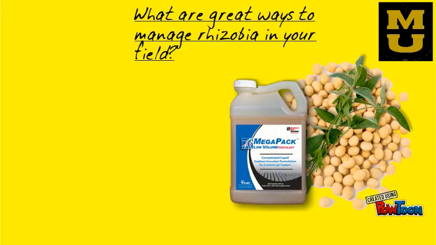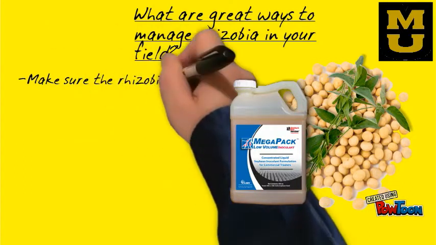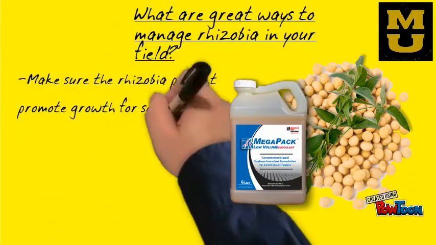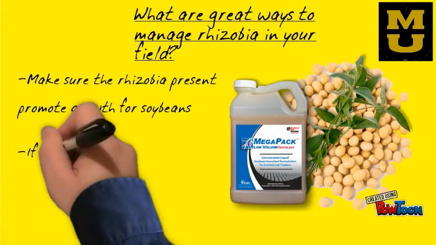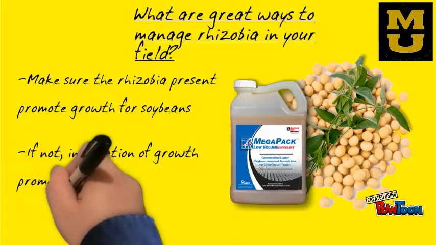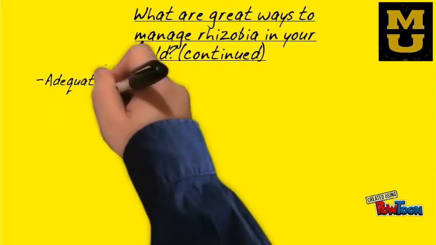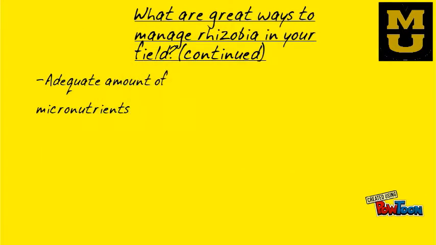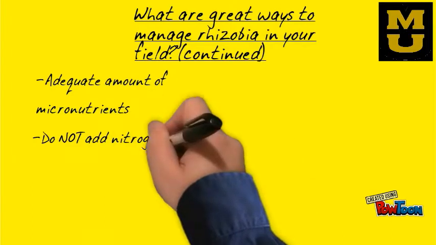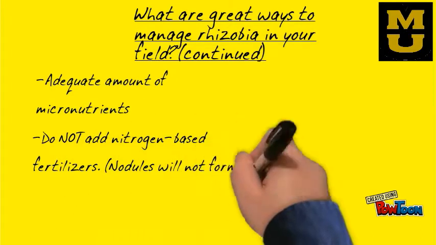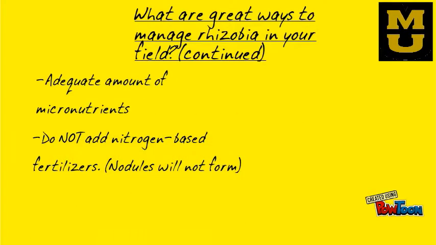What are great ways to manage rhizobia in your field? Make sure the rhizobia present promote growth for soybeans. If not, inoculation of growth-promoting rhizobia is possible. Make sure there is an adequate amount of micronutrients present, since a few of them are cofactors for nitrogenase. And do not add nitrogen-based fertilizers, or else nodules will not form.